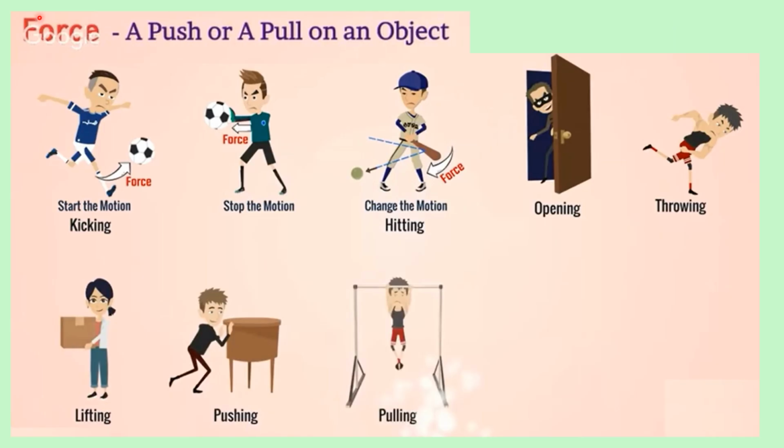Push or pull of an object is called a force. Force can start the motion. Consider an example: kicking. This boy kicked the ball, and before that the ball was at rest. When he gave the force, it started moving. Next, if the ball is already moving, using force you can stop the motion also. Next, you can change the direction of the ball by applying a force in a certain direction. Then you can change the direction of the motion also.